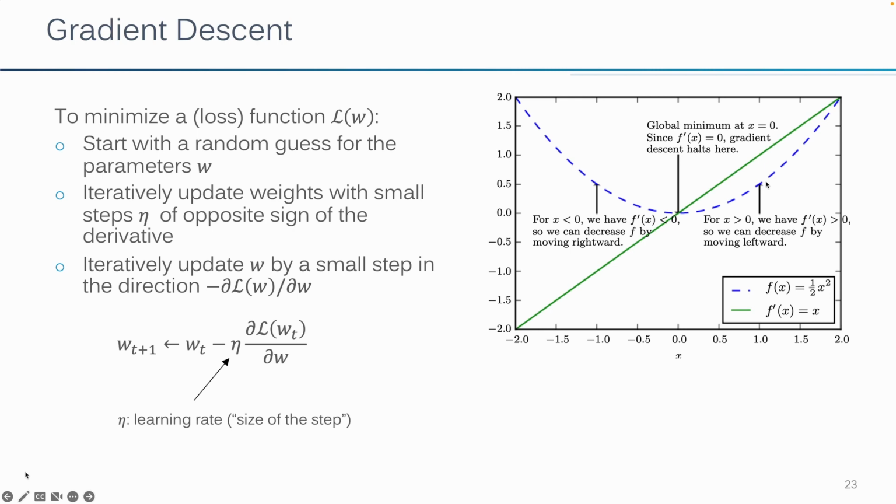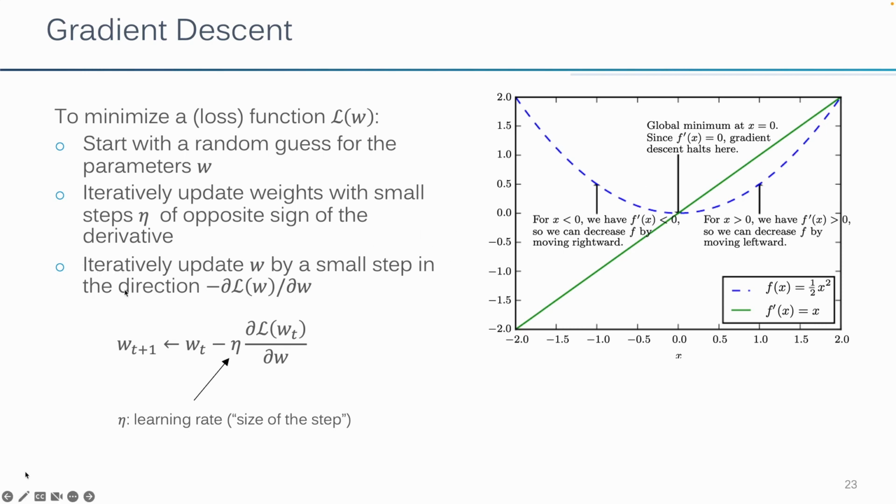So if we're here, x being greater than 0, then we have f prime x being greater than 0. And that means that the gradient or the derivative is greater than 0, and we want to move it to be 0 here. So we take the opposite sign of that derivative. And we can see an example on the next slide. It's probably easier to understand.